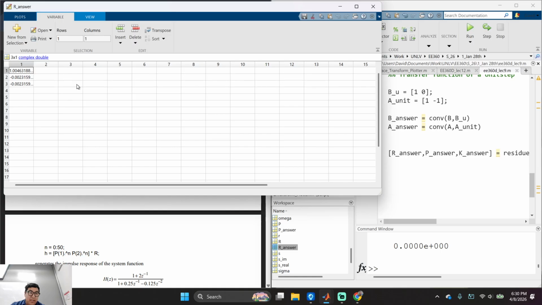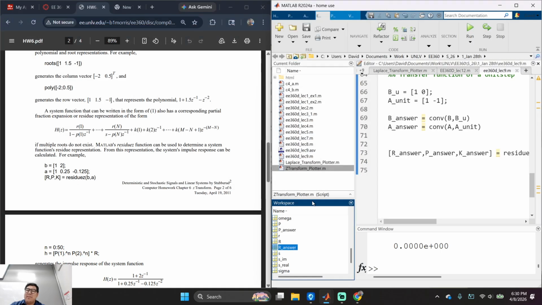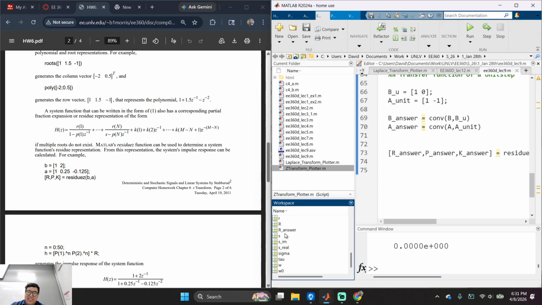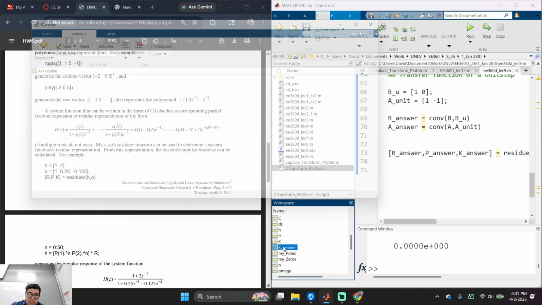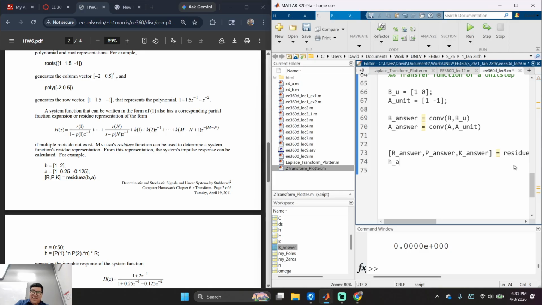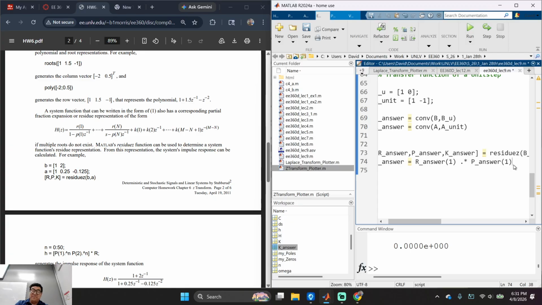Let me just double click on that. 3 by 1, that means we have 3 residues. What does that mean for our poles? 3 poles. What about K? K answer. Hopefully it's a good day. 0. Woohoo! I don't want to teach you guys the K's. So H answer. This is where linear algebra, if you took Math 330, helps. I have to type this 1 dot times P answer. If you want to do this for homework, try to find a way to make this shorter for me, because I'm about to type a mess.